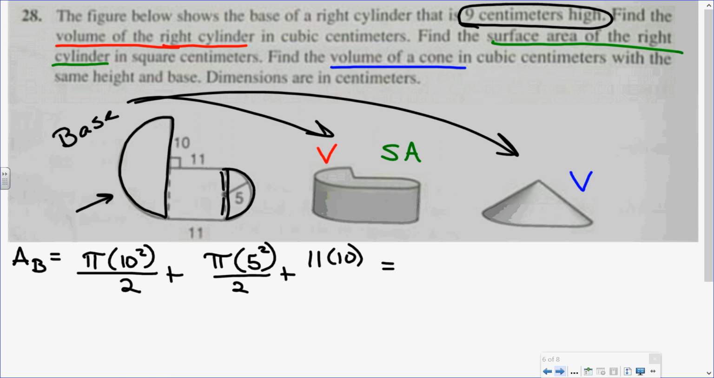So the parts with pi, I have 100 pi over 2, and I have 25 pi over 2. I'll keep the common denominator. So 125 pi over 2 plus 110. If the problem asked me for that, I would need to label square centimeters for that, but that's not a final answer. I just need that so that I can reuse it in here.